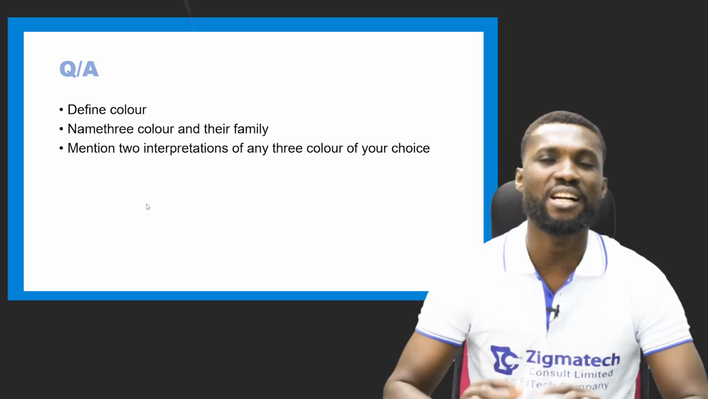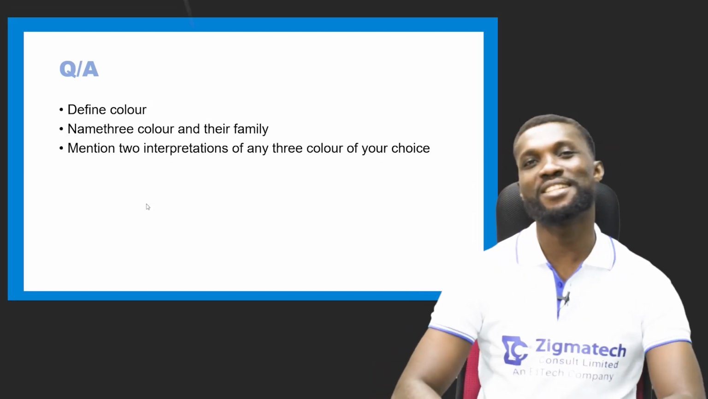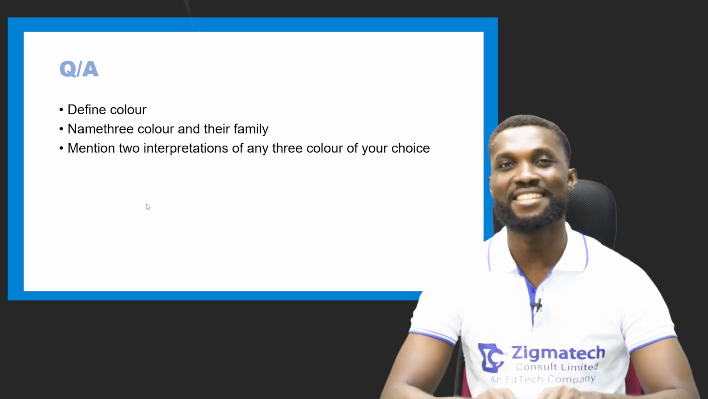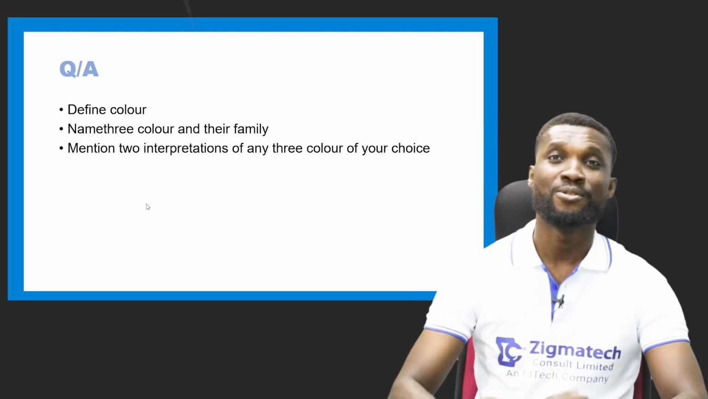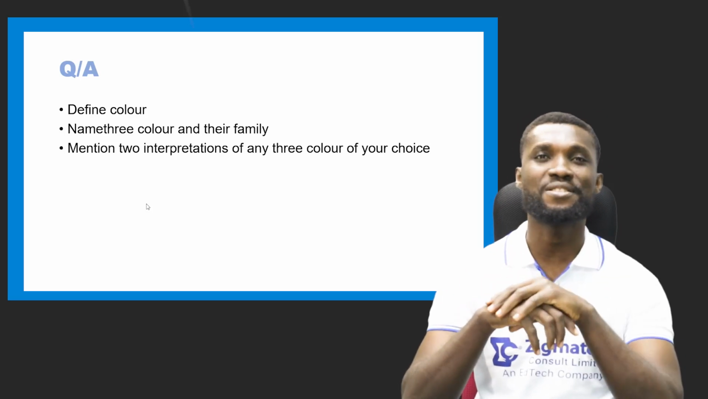All right. So now let's look at this: mention the interpretation of any 3 colors of your choice. Can you pick 3 colors and give me their interpretations? Yes, white, purity, yes, bright and light. Beautiful. So if you mention all that, you're very correct. Thank you so very much for staying this far with us.